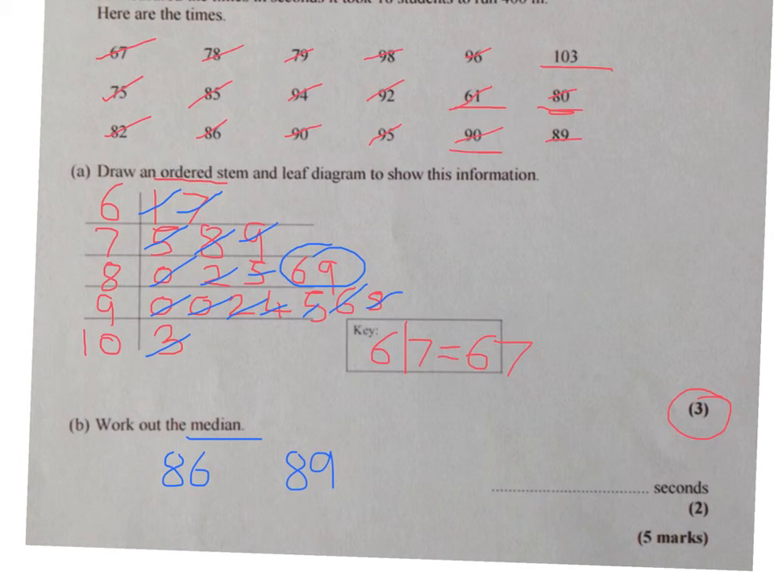You now have to determine what is halfway between 86 and 89. Well, I've got 87, 88. Hopefully from this diagram you can see that the middle value of 86 and 89 is 87 and a half, which is my final answer for the median. I've got another 2 marks for this question.